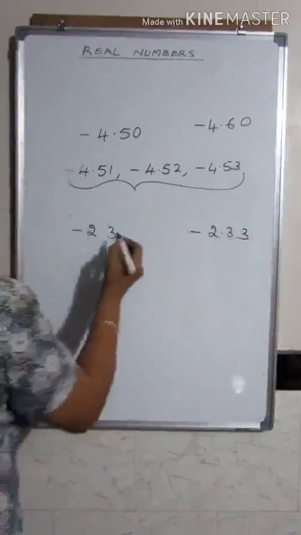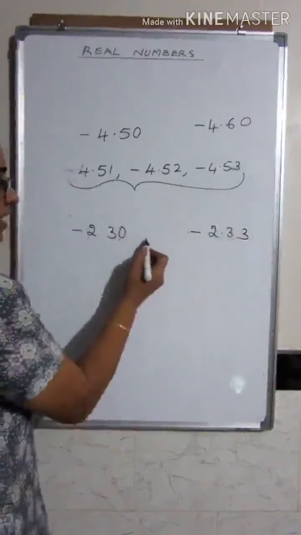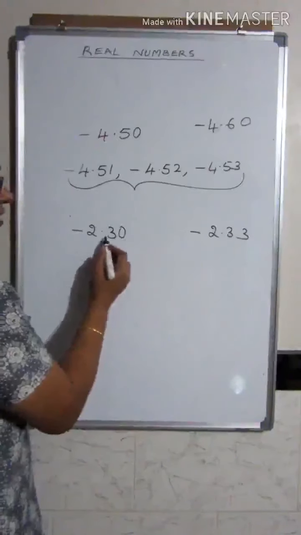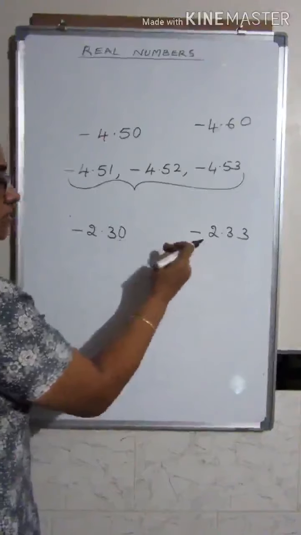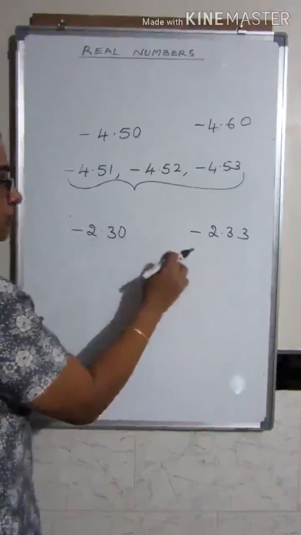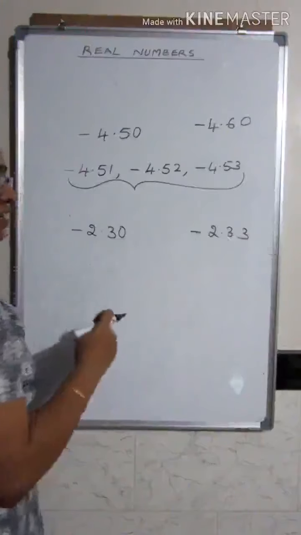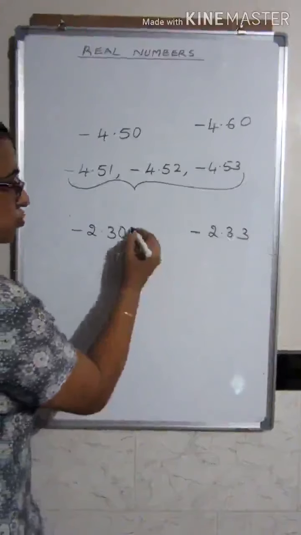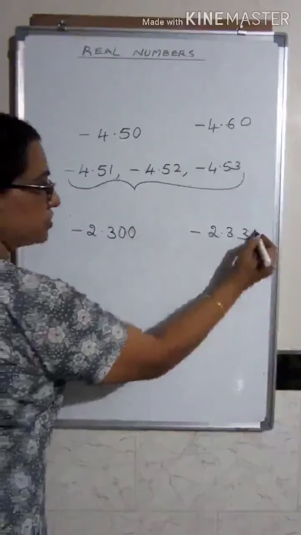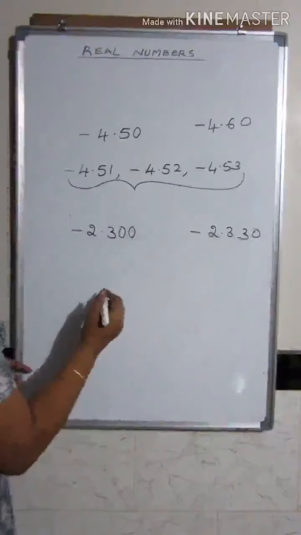Now suppose I add a 0 towards the end, after this the next number that I get is minus 2.31. The next number that I get is minus 2.32, and immediately you are getting 2.33. So you are not getting 3 rational numbers between these 2 numbers. In such cases what you have to do is add one more 0 towards the end. When you add one more 0 you can get an infinite number of rational numbers.